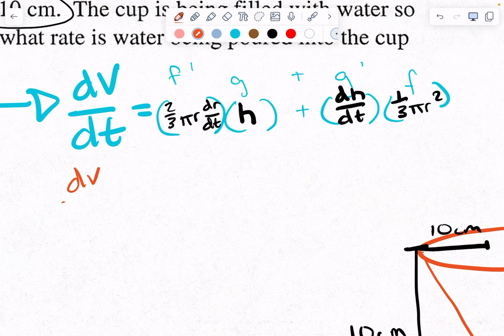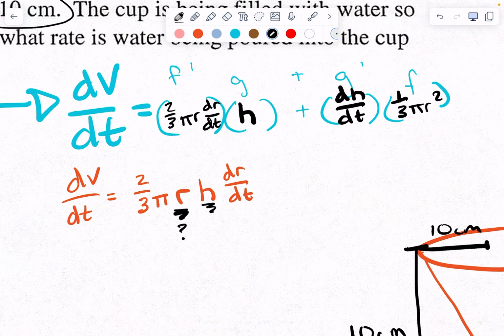dV/dt, we have accounted for, because we don't know that. That's what we're trying to find. Okay, let's consolidate this stuff. I'm going to put the H in there: 2/3 pi R H dR/dt. Do we know what R is? No, we don't know that. Do we know what H is? Yes, that's 8. Do we know what dR/dt is? No, we don't know what that is. So we have to figure out those things.